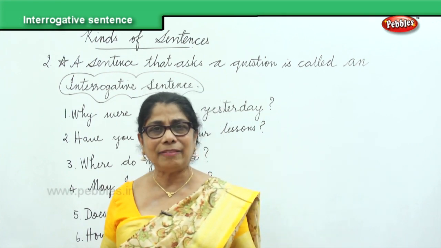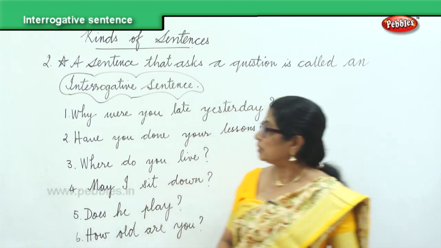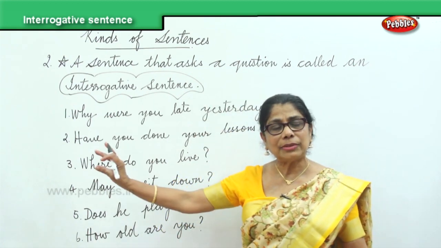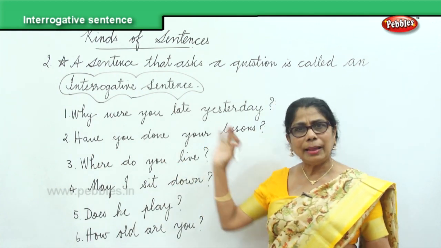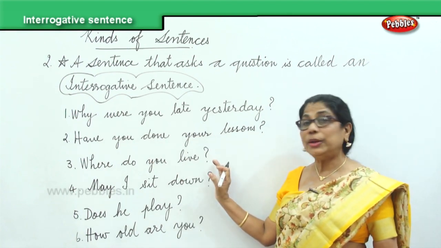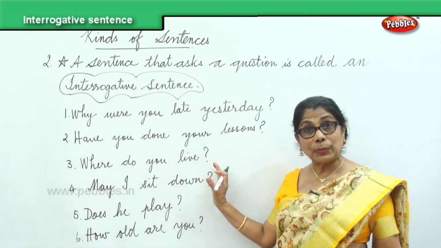Now, here we have 6 interrogative sentences. First, why were you late yesterday? Begins with a capital letter, ends with a question mark. Have you done your work? Begins with a capital letter, ends with a question mark. Where do you live? Begins with a capital letter, ends with a question mark.